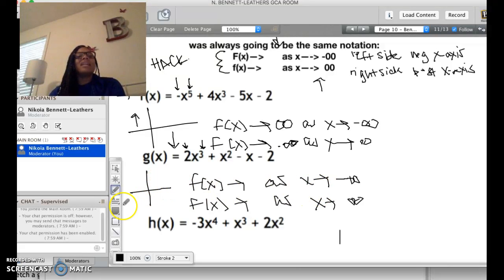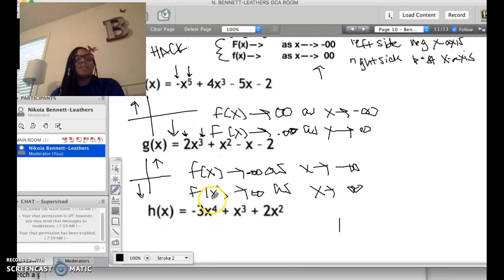So if I'm on the left side of the x-axis, on the negative side, it makes sense that f of x would be going down. Again, odd positive, which means on the right side, f of x is going to go up. So if I fill in for this, I look on the left side. I see f of x is going down, or f of x goes to negative infinity. Now on the right side of the x-axis, I notice f of x is going up. So I know it's positive infinity.